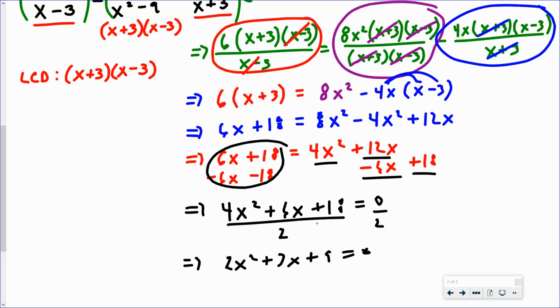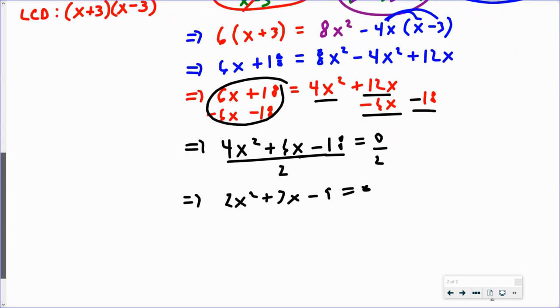Yes, this 18 up here should be a negative. Sorry about that. Let's fix that real quick. So that's a negative. All right, and that's going to make this a negative 9. Okay, good. So we've got everything set up. All right, so now we're going to factor this.